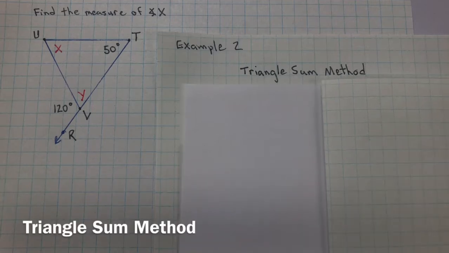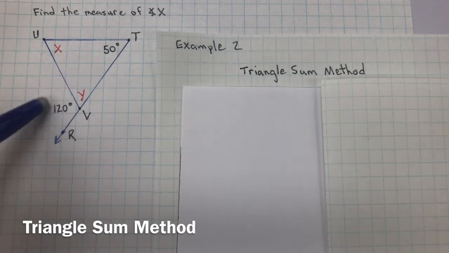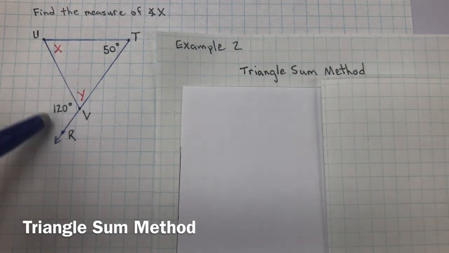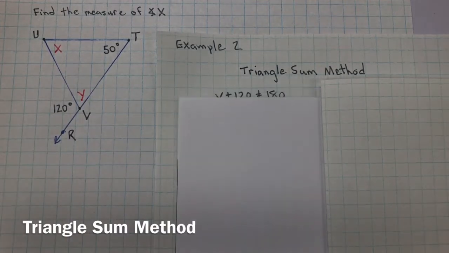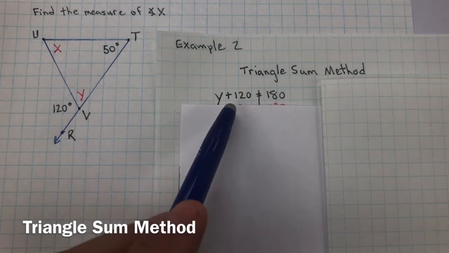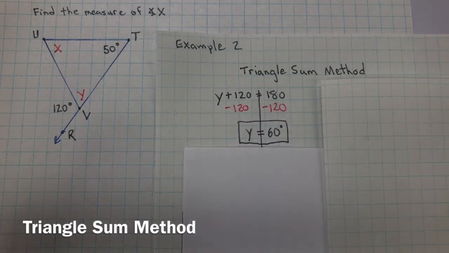So first I'm going to show you the triangle sum method. Remember that this straight angle, or supplementary angles, add up to 180 degrees. So we have y plus 120 equals 180 degrees. Inverse property of addition is subtraction. We subtract 120 from both sides, and we get y equals 60.